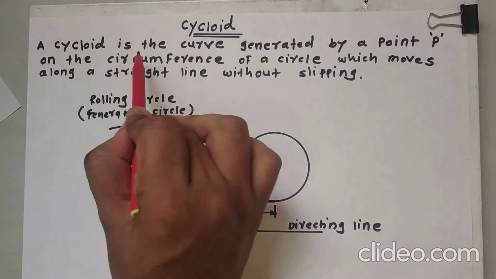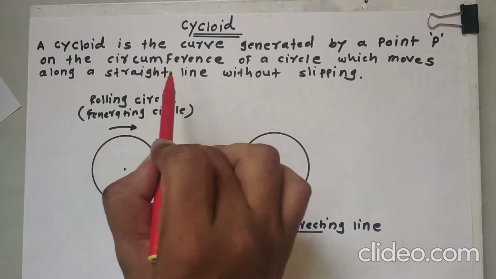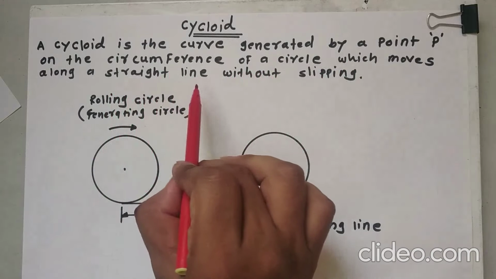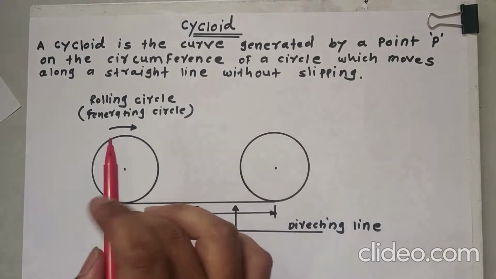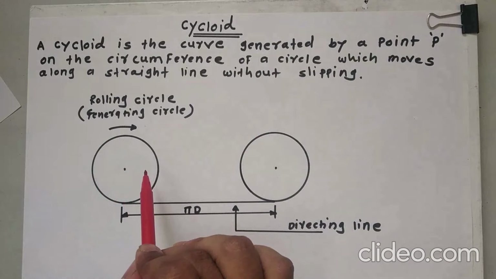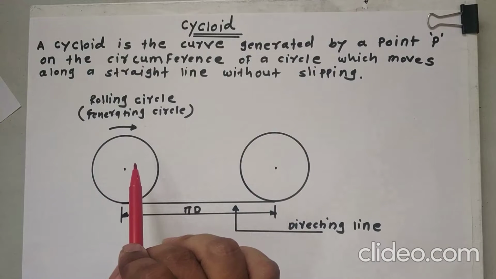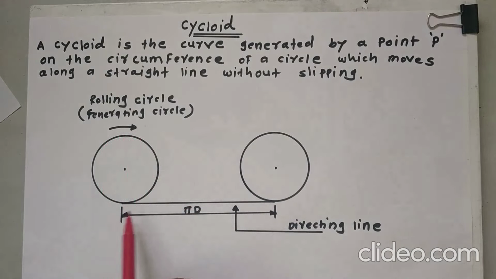A cycloid is the curve generated by a point P on the circumference of a circle which moves along a straight line without slipping. Now consider this is a rolling circle. Sometimes this rolling circle is also called a generating circle. Now this rolling circle moves one revolution in clockwise direction on a straight line. This straight line is also called a directing line.